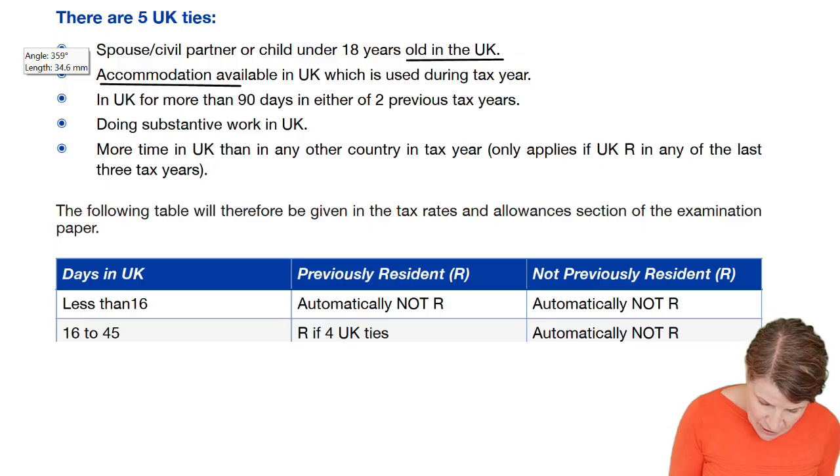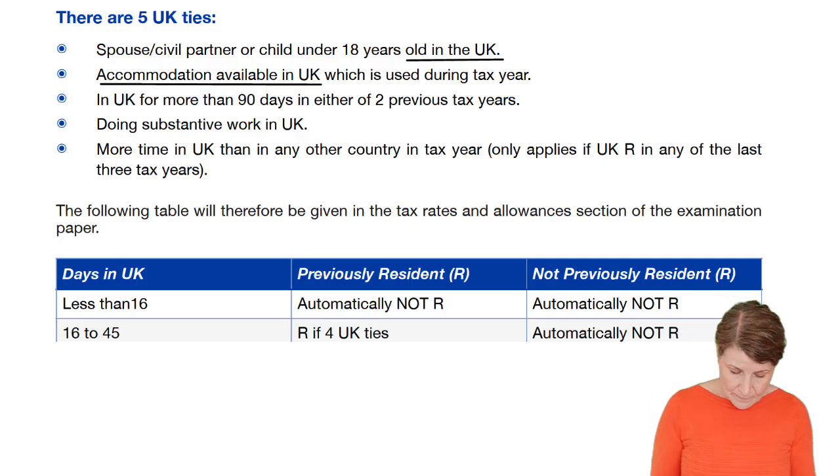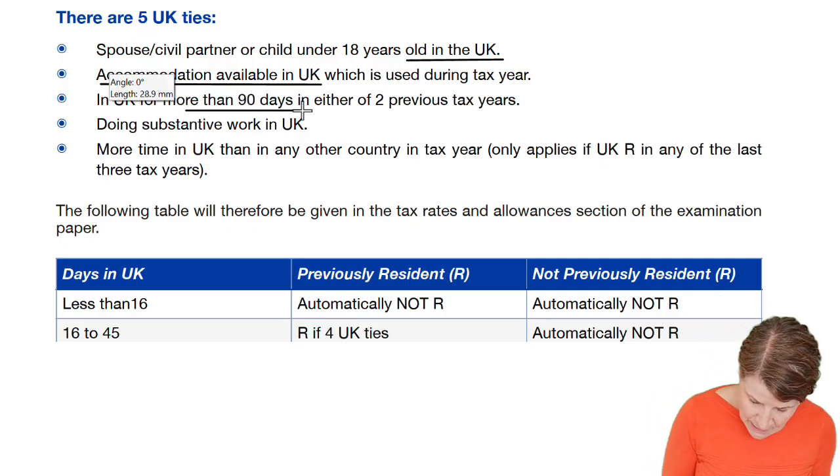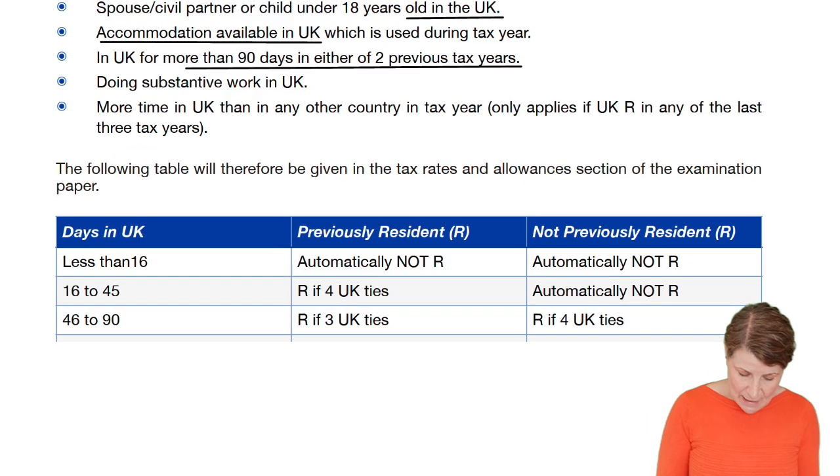If you've got accommodation available in the UK and you actually use it during the year, so you might have a house in the UK, you might stay with somebody every time that you come over to the UK, and so on, then that would also represent a tie. If you were in the UK for more than 90 days in either of the 2 previous tax years, that would represent a tie. Now, the 4th tie is where you do substantive work in the UK.